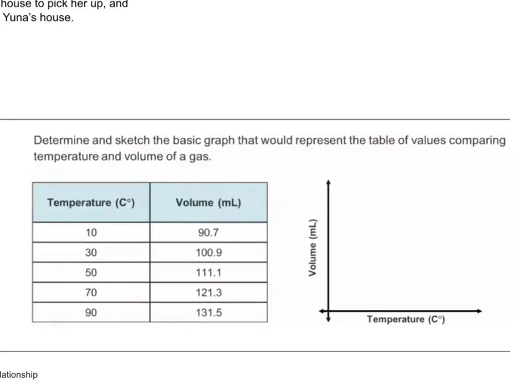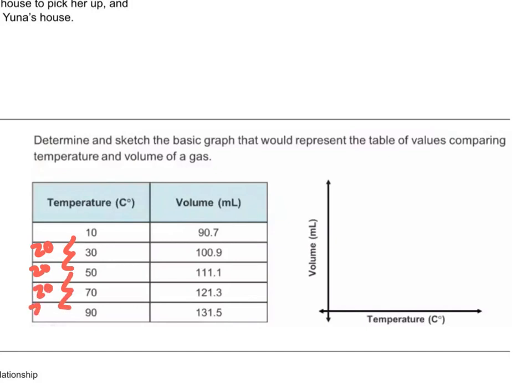It says, determine and sketch the basic graph that would represent the table of values comparing temperature with the volume of gas. Now what we notice here, folks, is that we don't have any values for temperature in degrees Celsius, nor do we have the volume of that gas. So what we have is these values here. I have 10 through 90, and each of these differ by 20. That's something I notice about this.